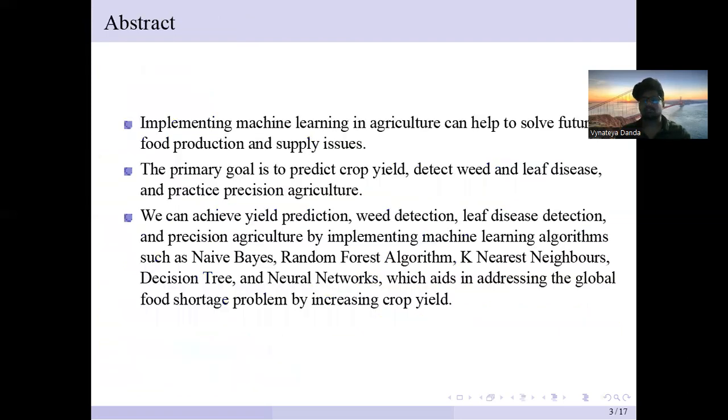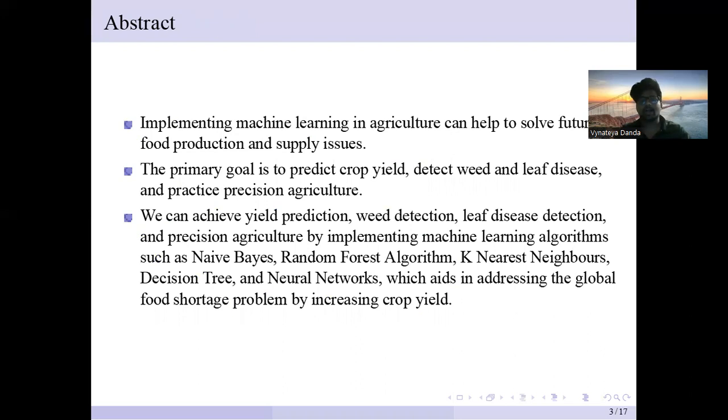So coming to the abstract of this research paper, here we are basically implementing machine learning in agriculture, which can help us to solve future food production and supply issues. The primary goal is to predict the crop yield, production, detect different types of weeds in the crop yield, detect leaf disease, and also practice precision agriculture. So I'm going to discuss all these subtopics in machine learning.